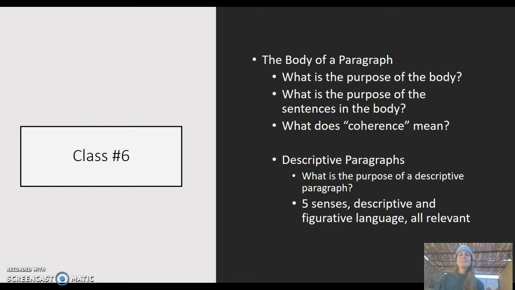Then we started highlighting each of the different types of paragraphs. We began with descriptive paragraphs. We talked a lot about a cat. And the most important thing for you to remember if you're given the task of a descriptive paragraph is to use descriptive language and to refer back to the 5 senses of sight, sound, smell, taste, and touch.